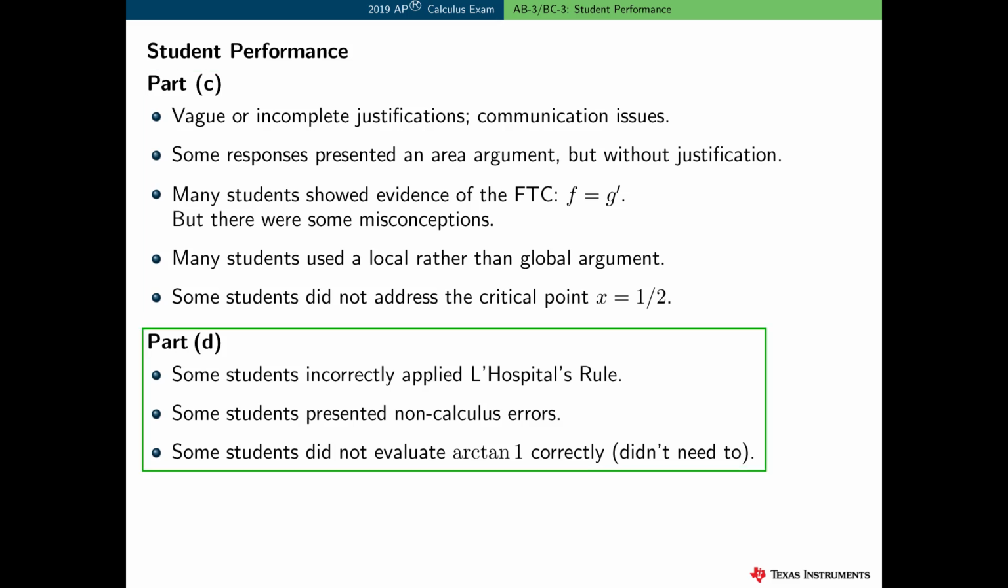In Part D, most students correctly attempted to find this limit by substitution. However, some students incorrectly tried to apply L'Hopital's rule. Some students presented non-calculus errors. And there were some students who evaluated the arctan of 1 incorrectly. Remember that students don't need to evaluate a final numerical expression.